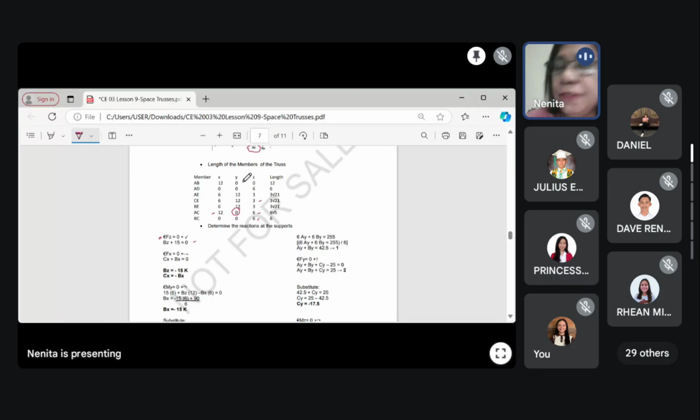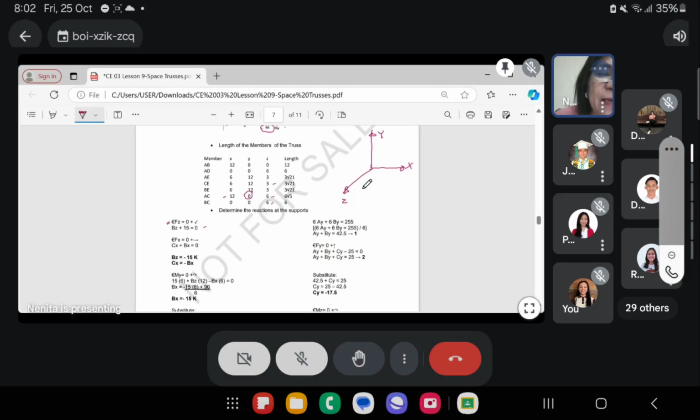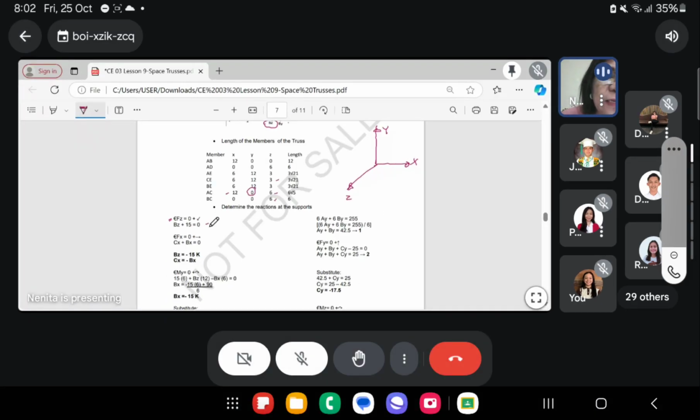So, class, for our orientation, let's say this is the Y, this is the X, and this is Z. Those are our positive orientations. So, if this is negative, it means the direction of our BZ is the opposite. Did you get it, class?